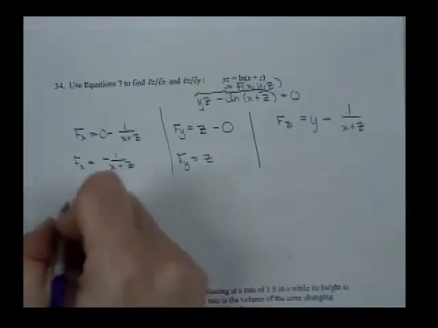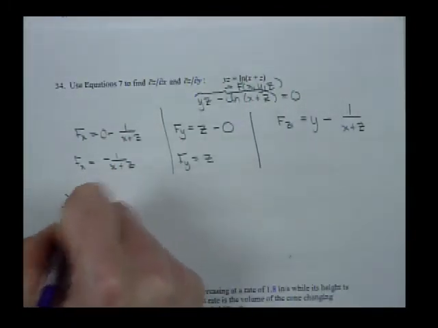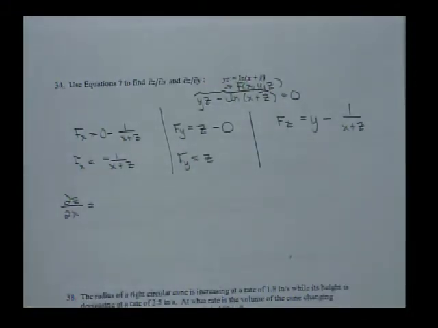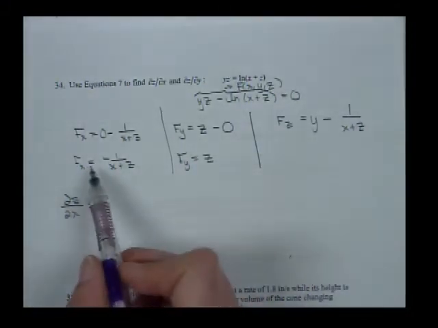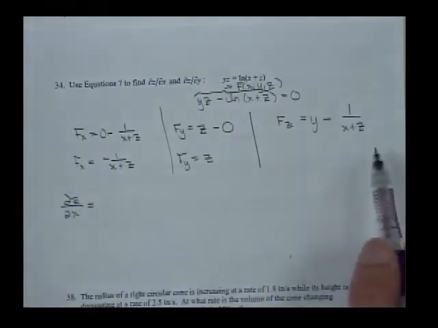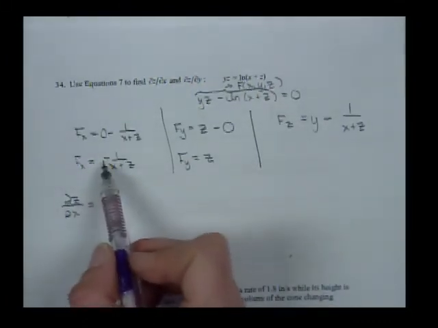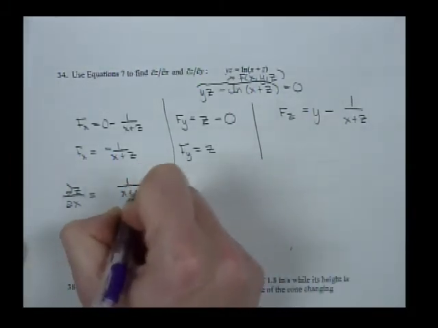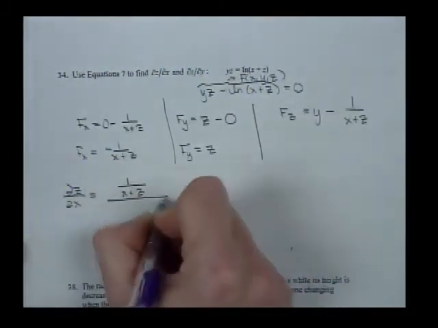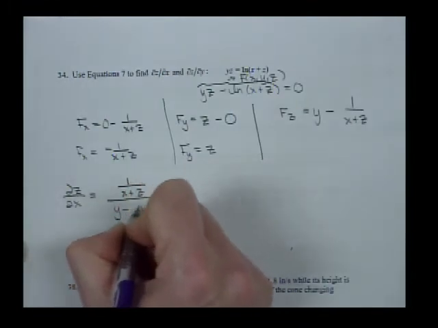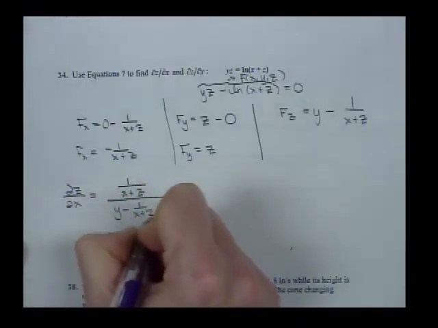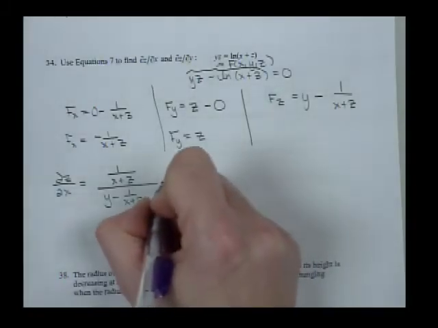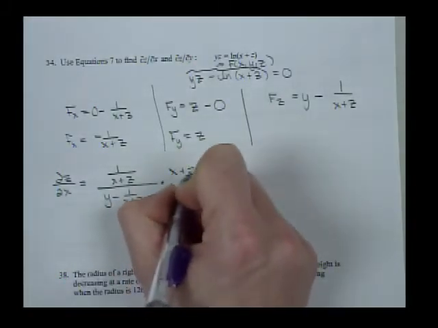So the partial of z with respect to x is the negative f sub x over f sub z. So negative f sub x, then that will change this to positive, over y minus 1 over x plus z. Normally we would not leave a fraction within a fraction, so we could just multiply top and bottom by x plus z.